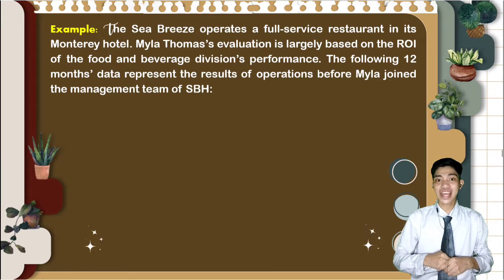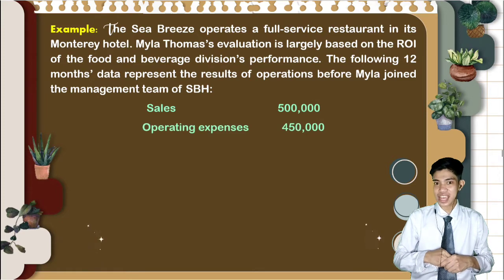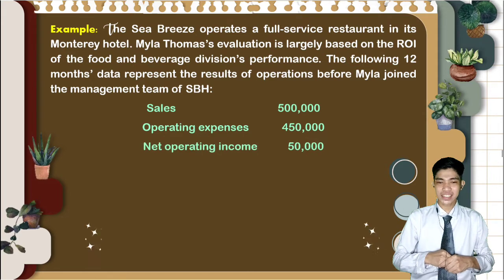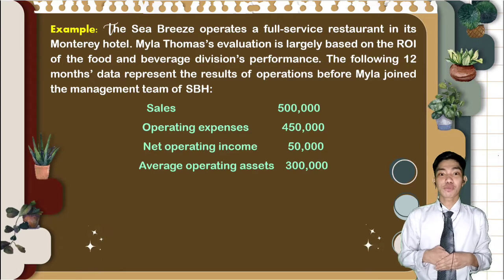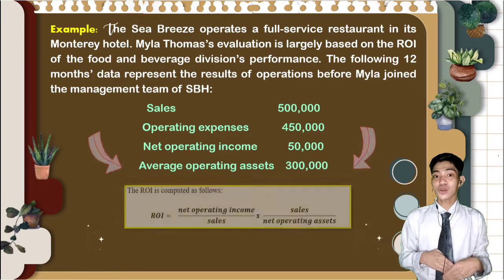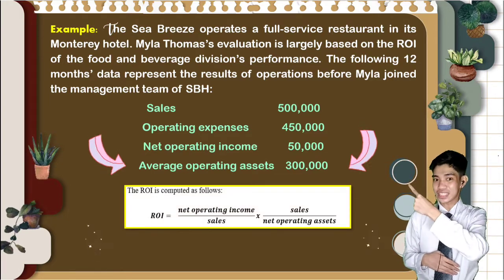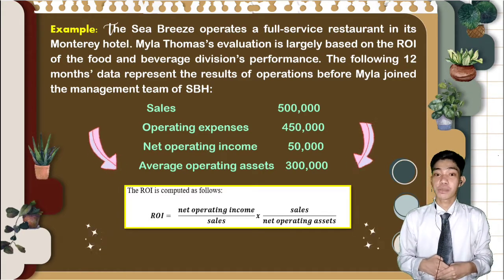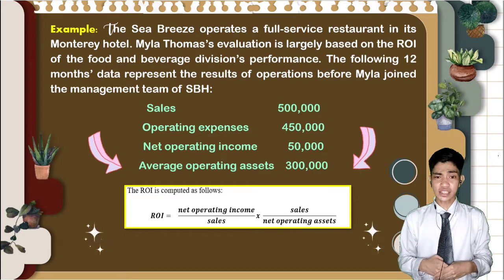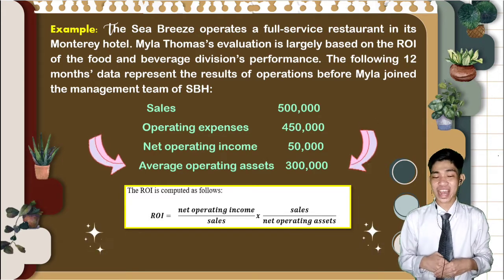It indicates here that the sales is equivalent to 500,000, the operating expenses is equivalent to 450,000, the net operating income is equivalent to 50,000, and the average operating asset is equivalent to 300,000. So para makompute po natin ang ROI, we need to follow this formula na makikita nyo sa inyong screen. ROI is equal to net operating income divided by sales times sales divided by net operating assets.